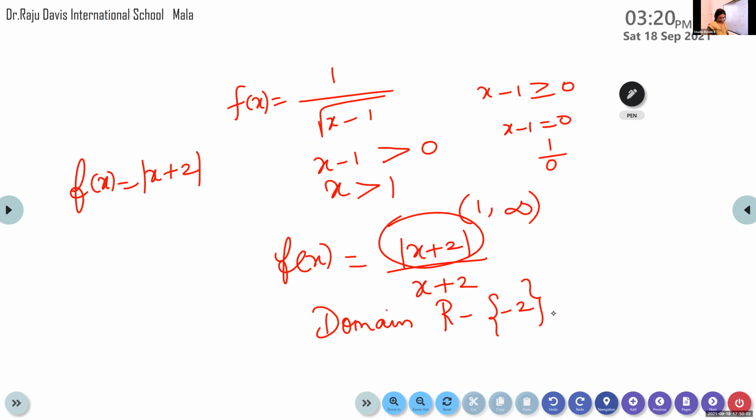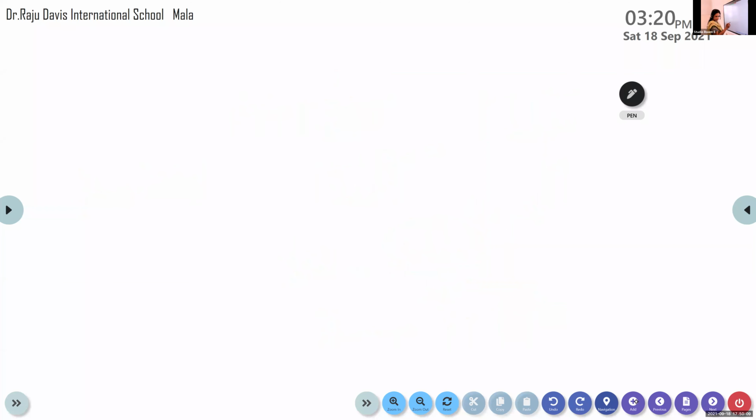Next one. Give the range of the function f of x is equal to x minus 3 by 3 minus x, when x not equal to 3. What is the range? What is meant by range? Set of all images, isn't it? Check what is the image you will get here. x minus 3 by 3 minus x. What is the image?